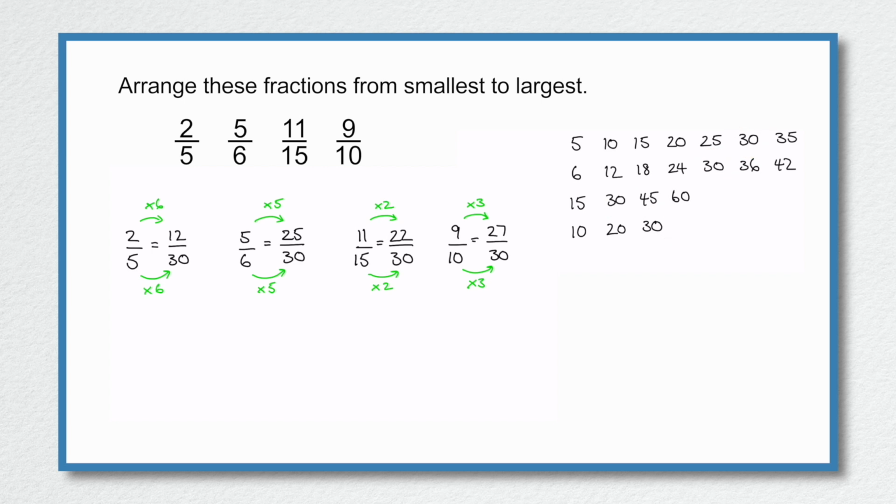Let's order these fractions. We have 12/30, 22/30, 25/30, and 27/30. And rewriting them as their original fractions, we have 2/5, 11/15, 5/6, and 9/10.